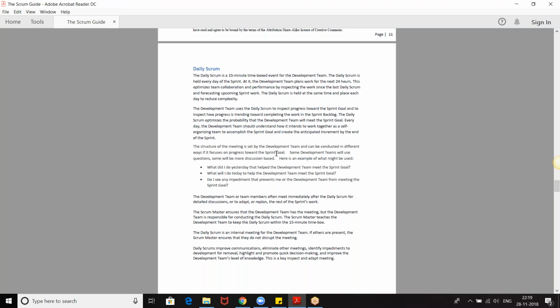So that really helps a lot with the team performance, and it does definitely help you inspect the work and you forecast the upcoming work. So you can understand that, hey, I've done 30% of the work. The team has done 30% of the work for the sprint goal, and we have 70%.